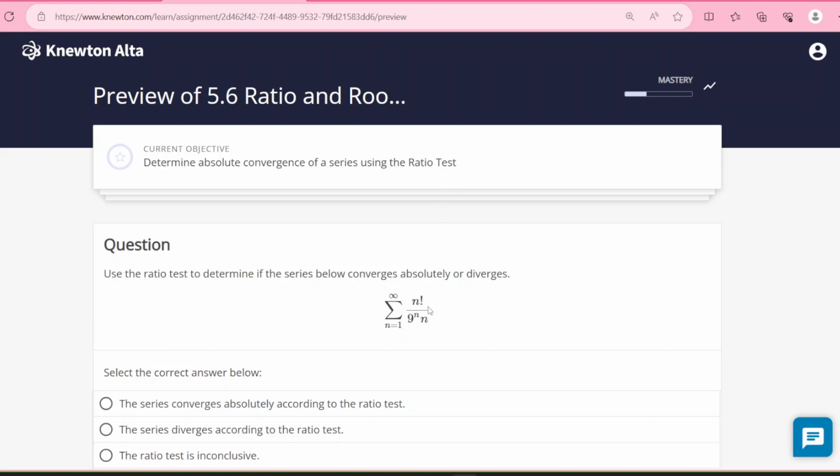So when I see factorials, my gut goes to the ratio test. I'll give that little tip to you. When I see factorials in my terms and I'm testing for convergence or divergence, I'm going to start with the ratio test. I'll write that up on my paper. They are asking us to determine the absolute convergence of a series using the ratio test, and I'll bring that back when we need it. I wrote that on the paper earlier.